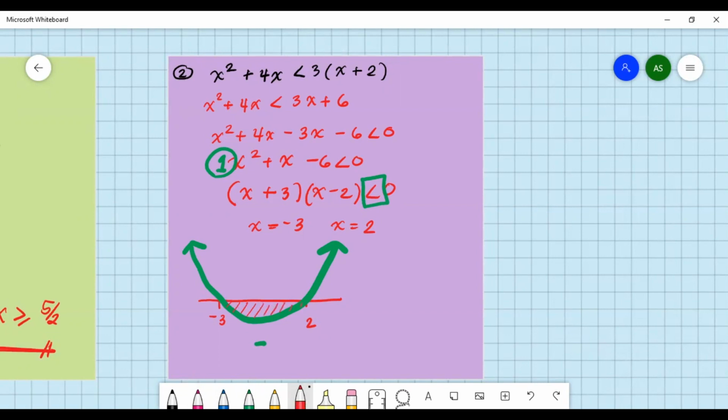And this region here only exists between negative 3 and positive 2, correct? So x is between negative 3 and positive 2. Since this one says less than only, we don't include negative 3 and positive 2. So it will be just greater than negative 3 but less than positive 2.